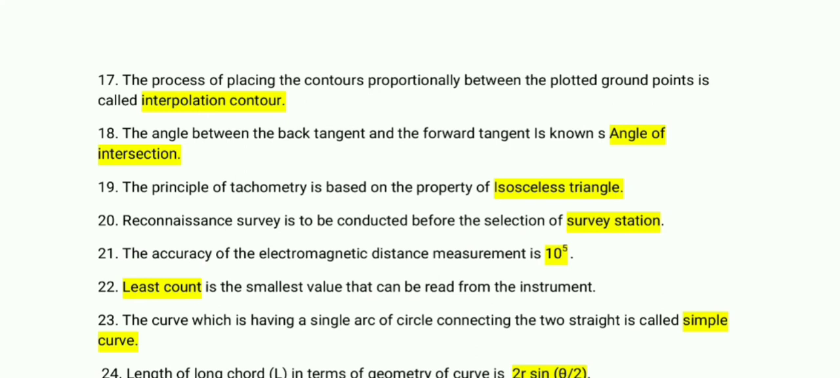The principle of tachometry is based on the property of an isosceles triangle. Reconnaissance survey is to be conducted before the selection of survey stations. The accuracy of electromagnetic distance measurement is 1 in 10 to the power of 5. Least count is the smallest value that can be read from the instrument. The curve having a single arc of a circle connecting two straight lines is called a simple curve.